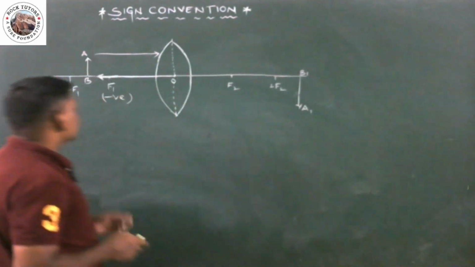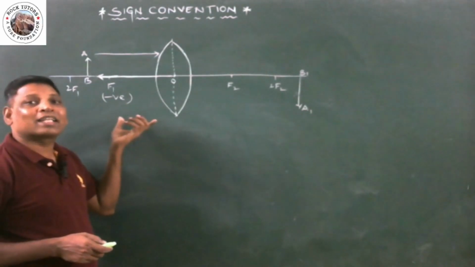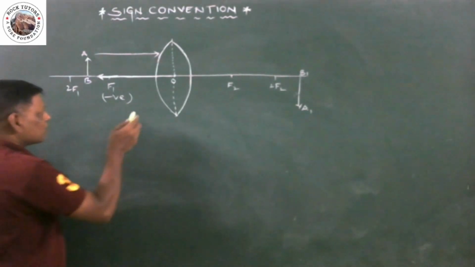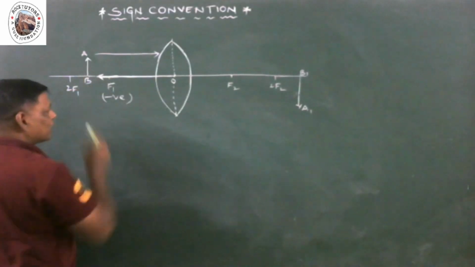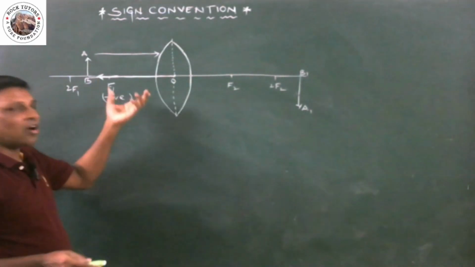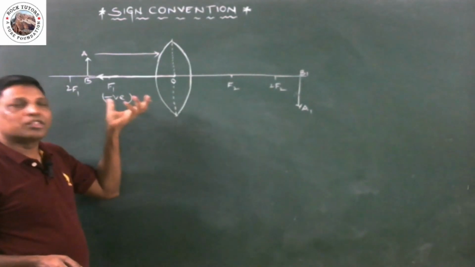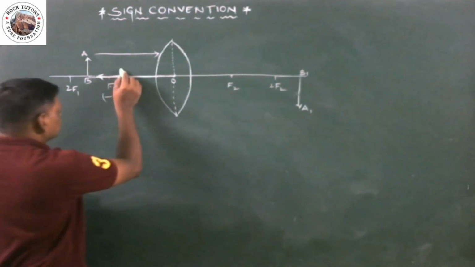Now here, in this case, I want to measure the object distance. So I will move from O to B. Just now we discussed that the object distance we denote with the letter U. So this is U.